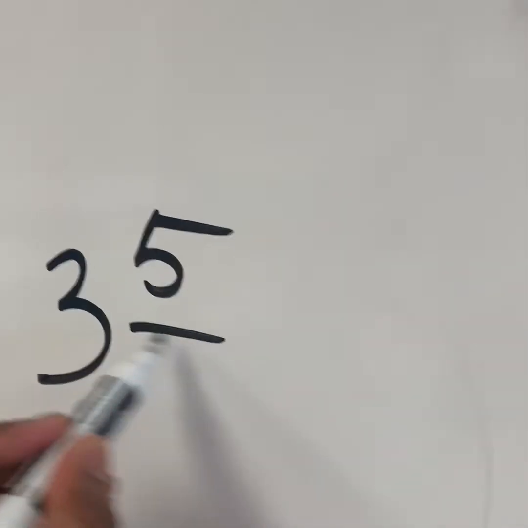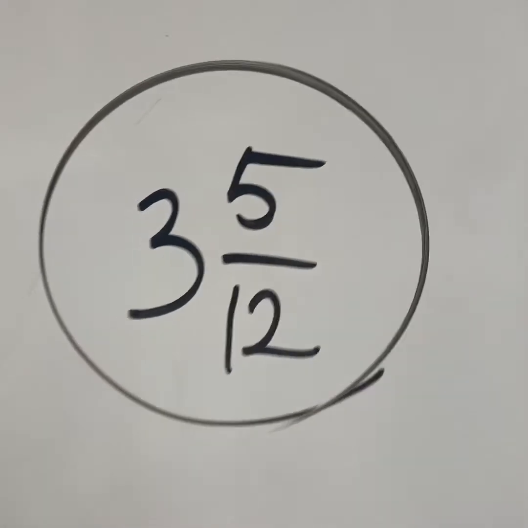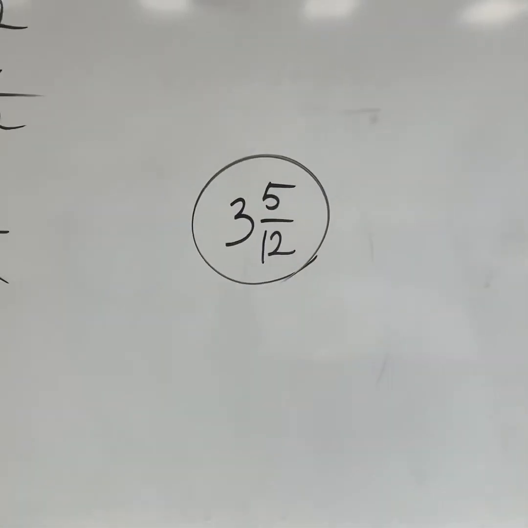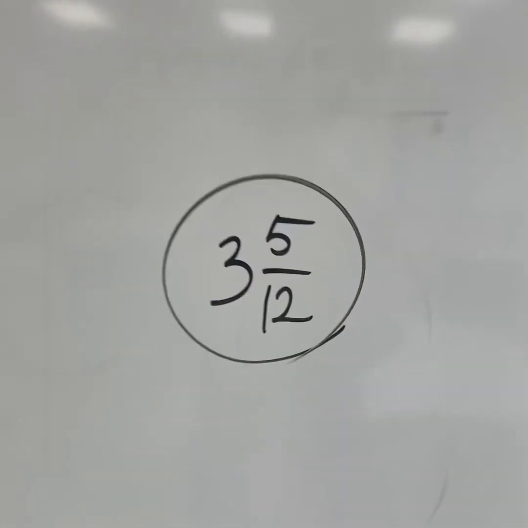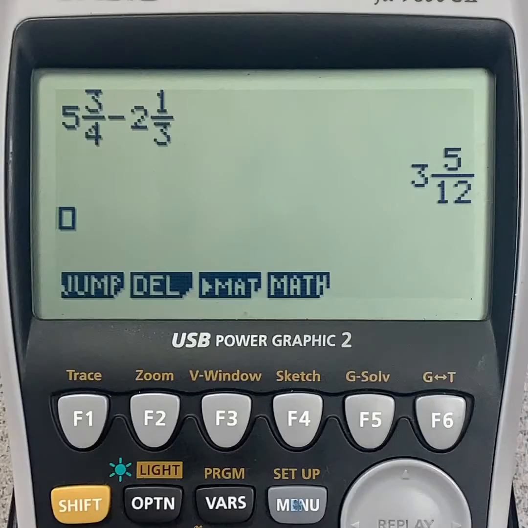All I have to write now is 3 5/12. And there's my mixed number, 3 5/12. So here it is, 5 3/4 minus 2 1/3. There's the mixed number, 3 5/12.